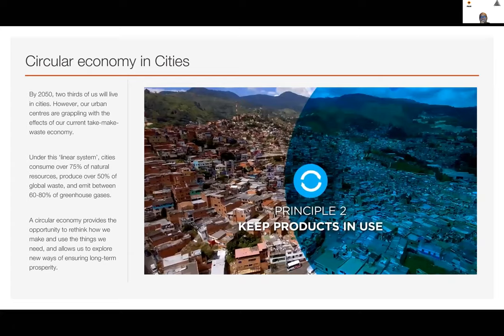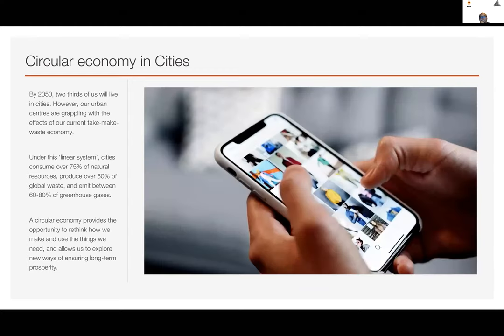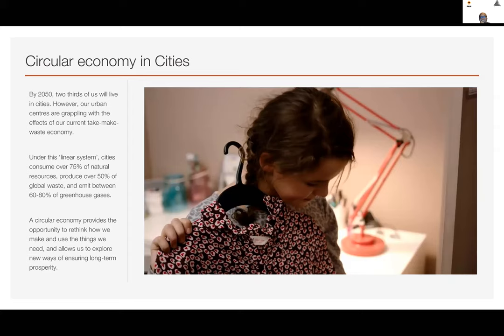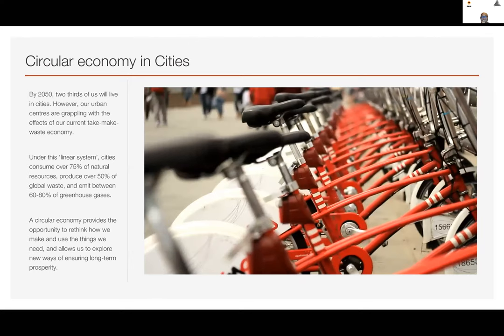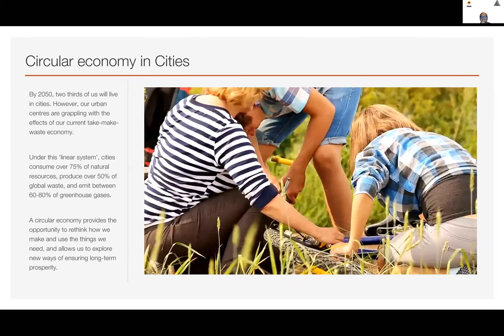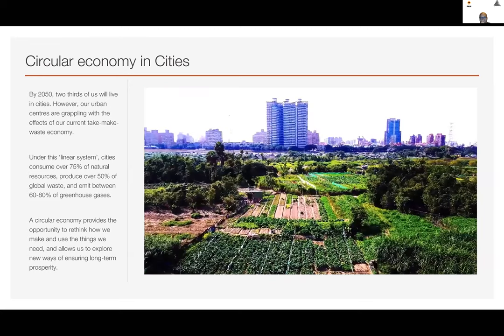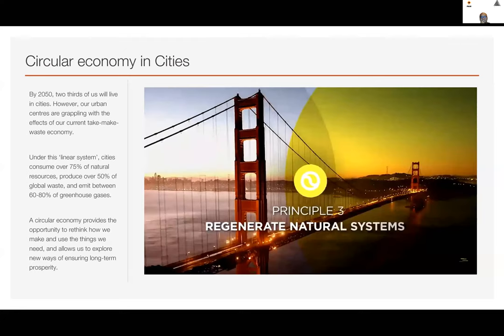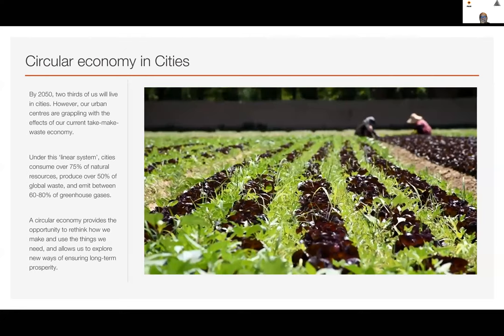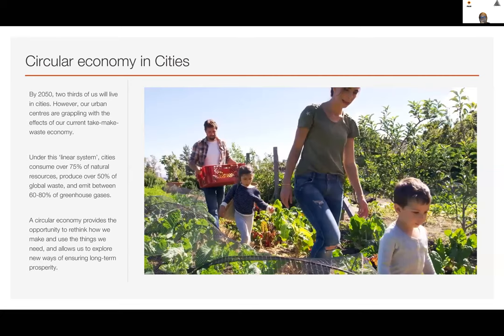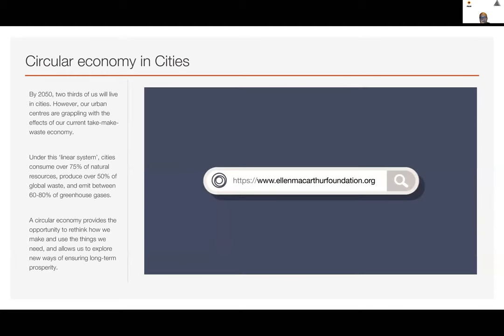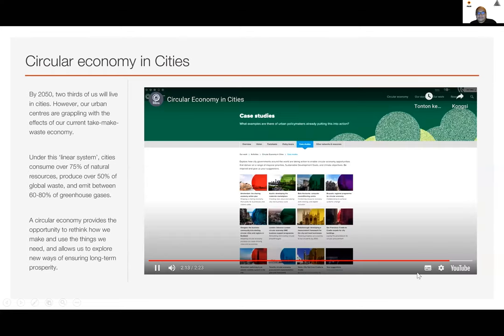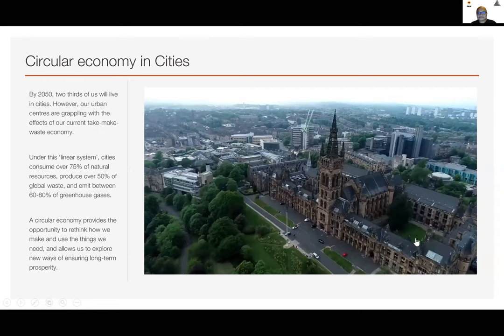Keep products in use. Products are no longer used just once. They're reused, repaired, and refurbished. And people gain access to the things they need, be it space, products, or transport, in new ways. For example, through sharing rather than owning, and connecting people to their neighbours and communities. And cities are planned so that materials flow. Regenerate natural systems, so that valuable nutrients return to the soil and air and water quality improves in the city and in the countryside beyond. Ready to get started? The Ellen MacArthur Foundation's suite of resources helps you take the lead and create a city fit for today. The time to act is now.